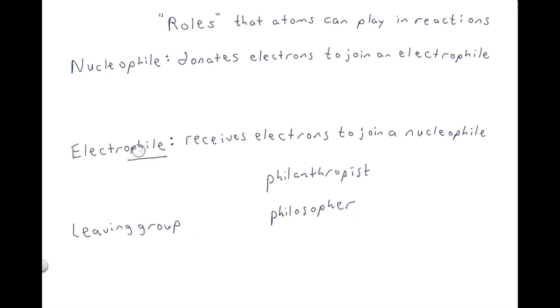Phile means liker, so electrophile means liker or lover of electrons. It makes sense that something that loves electrons would want to receive more electrons. Now, it's not as easy to see where the term nucleophile comes from, but we can understand it if we focus on the charges. Keep in mind, what's the charge on an electron? You should know that an electron has a negative charge.